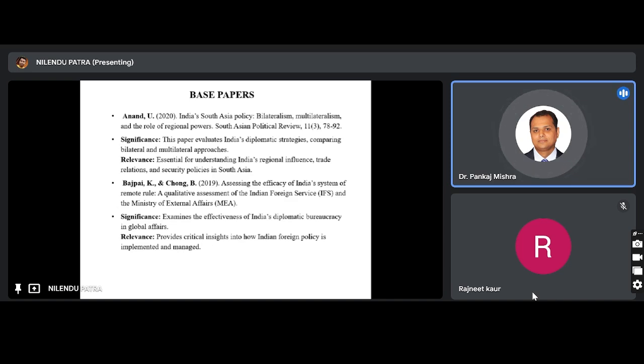सेकंड आपने लिखा असेसिंग द एफिशिएंसी ऑफ इंडियन सिस्टम ऑफ रिमोट रूल्स, qualitative assessment of Indian Foreign Service and Ministry of External Affairs. तो ये तो सोशल साइंस का पेपर है, इसका हिस्ट्री से क्या लेना देना? It is related to bureaucracy. तो फिर ये आपका बेस पेपर कैसे बना?